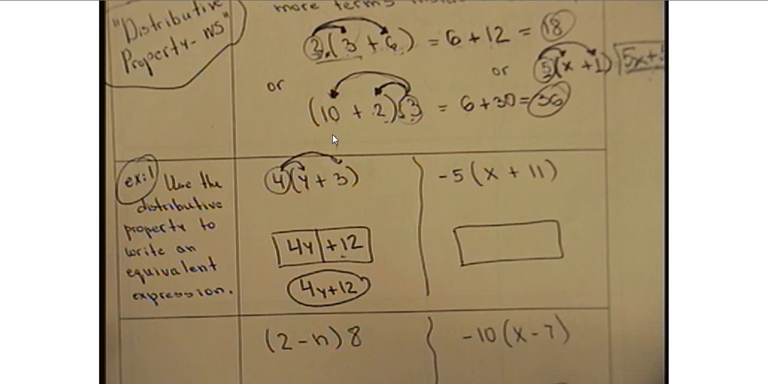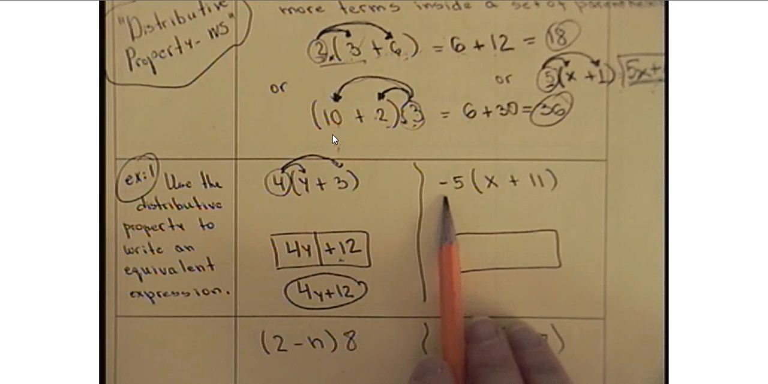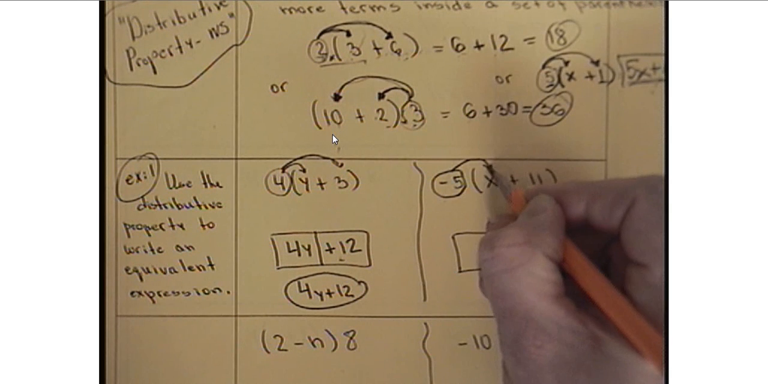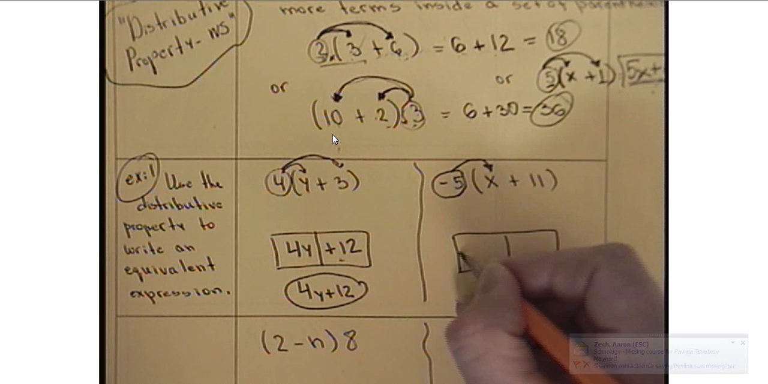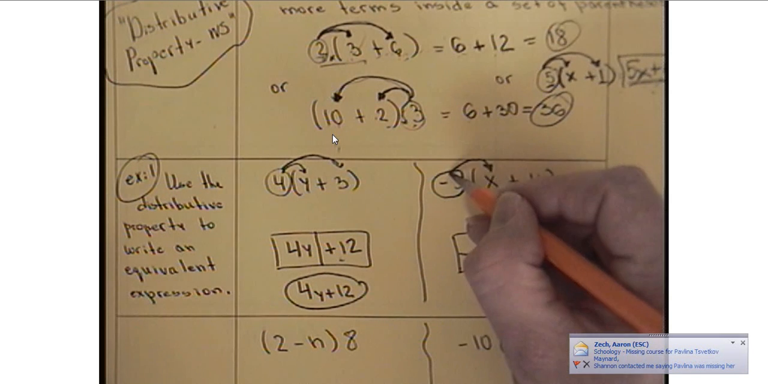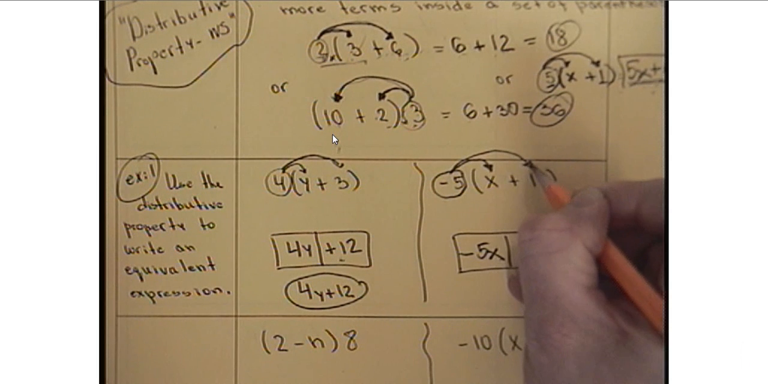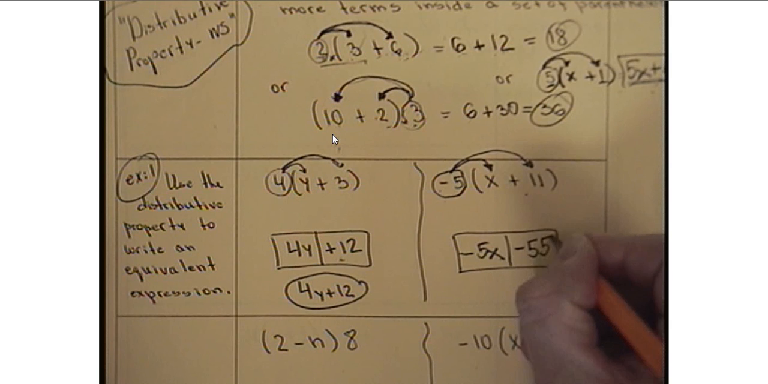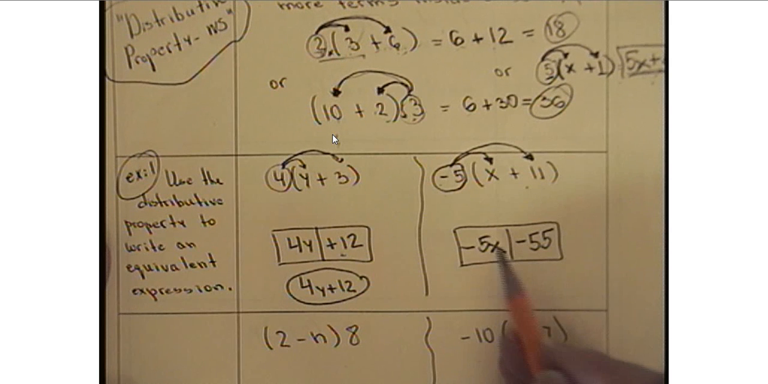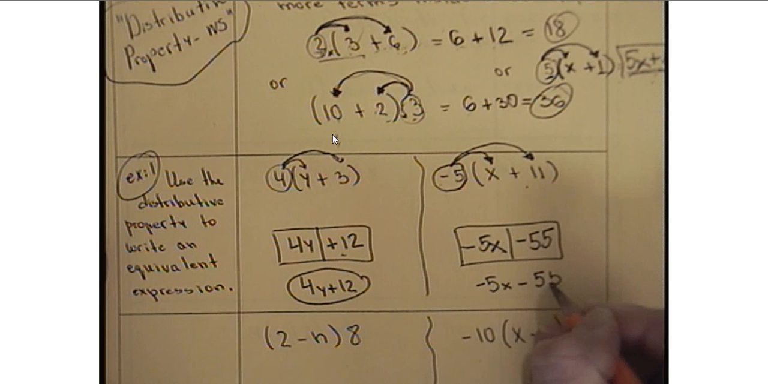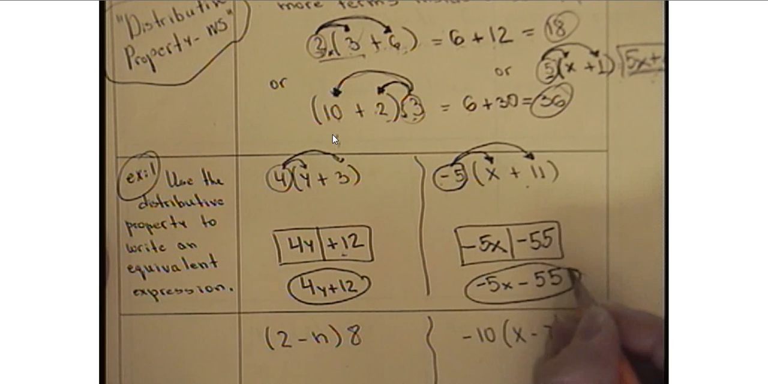Okay, next example gives us a negative number outside, so we multiply this whole negative number times x first, and we get negative 5x. Then we multiply this negative 5 times 11, the second term inside. So negative 5 times 11 is negative 55. So if I write this down without those boxes, it's going to be just negative 5x minus 55, and that will be my final answer here.